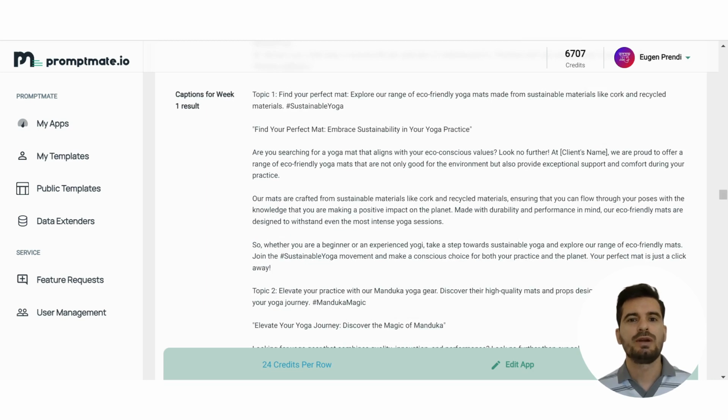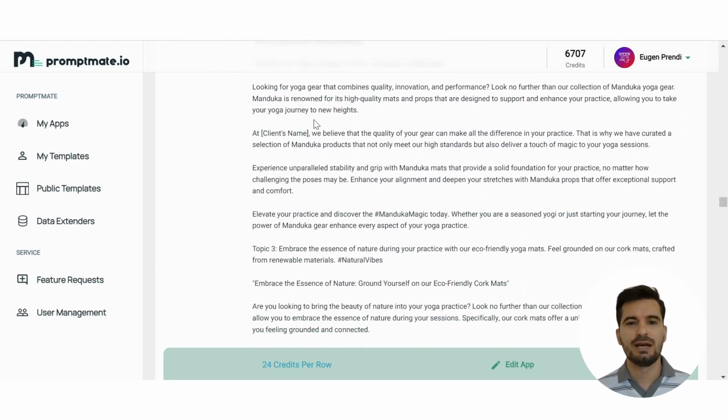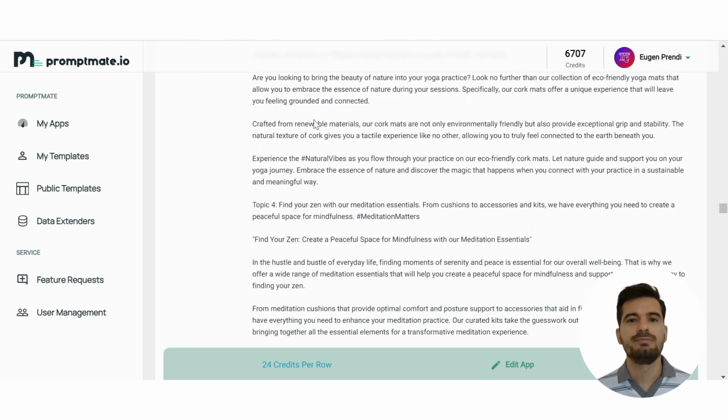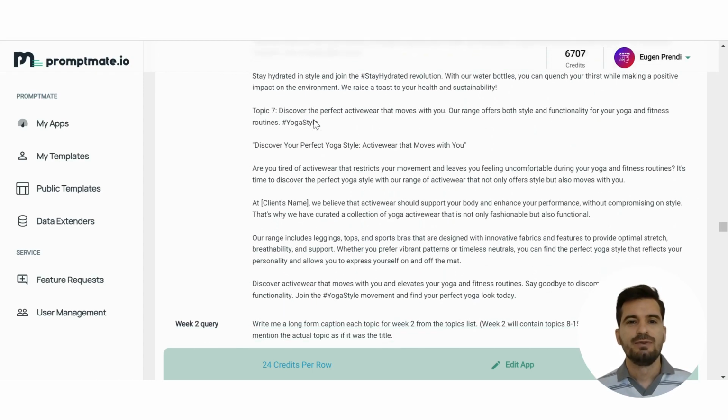The third prompt will write a long-form caption for each topic for week 1 from the topics list. At the beginning of each topic, it will mention the actual topic as a title. Then, to complete the full month in the next prompts, it will do so for week 2, week 3, and week 4.